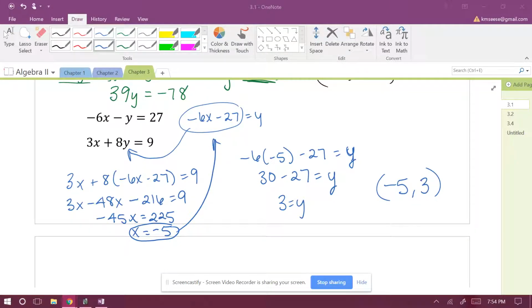Okay, so this last example by substitution, I solved for y in the first equation, and I got negative 6x minus 27. Substituting it in, I came down to x equals negative 5, as you'll see here. And then used that to plug back into my y equation and came down to y equals 3. So your final answer here is (negative 5, 3).